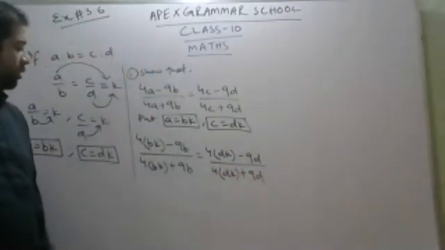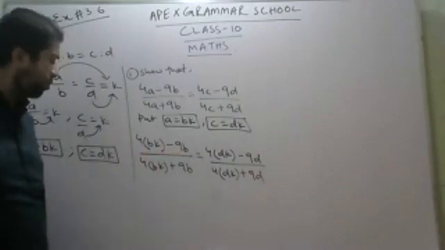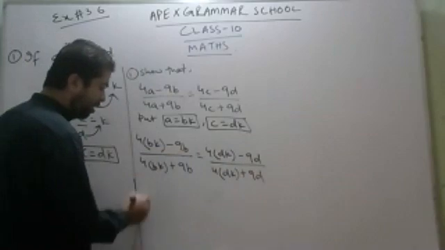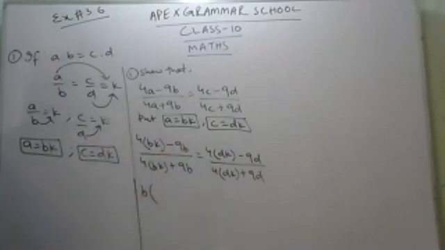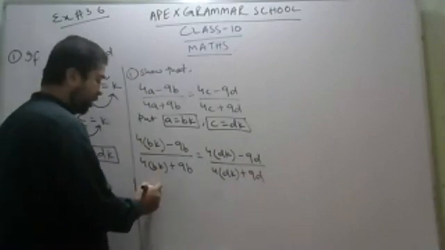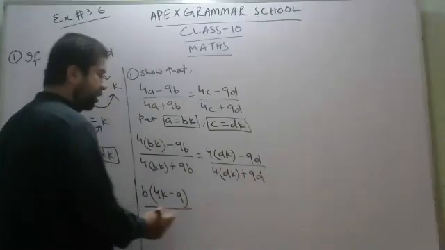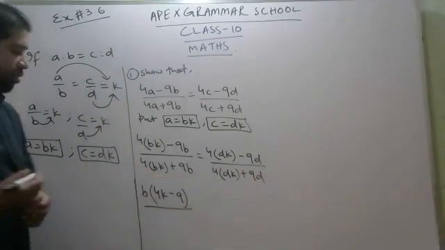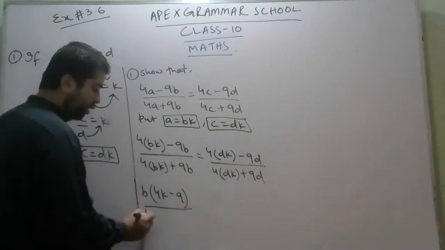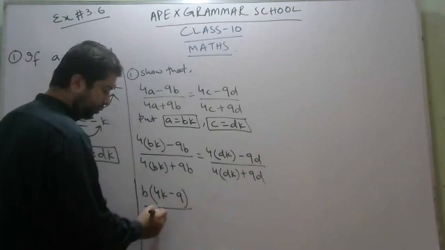Check what will be common here. You can see that b is common. So take b common. After taking b common from the numerator, you will have 4k minus 9, divided by, for the denominator, again b is common, so take b common. Then what will be left here? 4k plus 9.